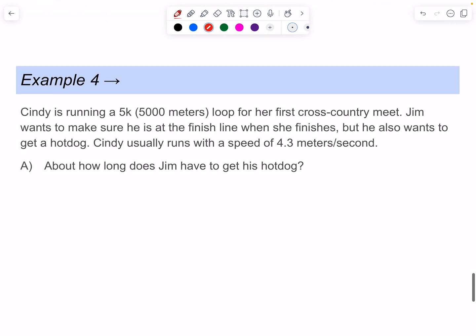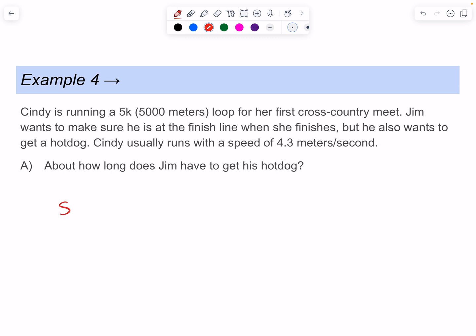Let's do one more example. So Cindy is running a 5K, 5,000 meter loop for her first cross-country meet. Jim wants to make sure he's at the finish line when she finishes, but he also wants to get a hot dog. Cindy usually runs with a speed of 4.3 meters per second. So how long does Jim have to get his hot dog?